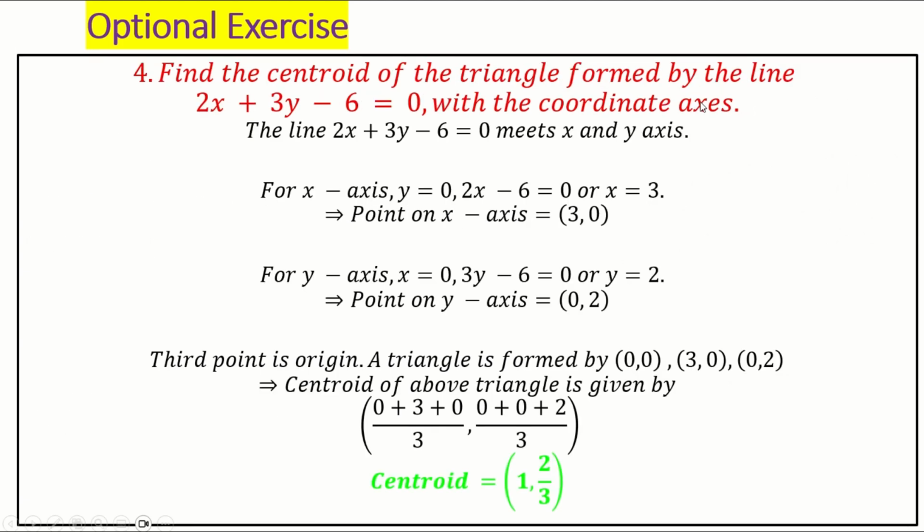Next. Find the centroid of the triangle formed by the line with the coordinate axes. This line is cutting the x-axis and y-axis, and it will form a triangle with the origin. So one vertex of the triangle is 0, comma 0. For the second, substitute x equal to 0, and you will get y is 2. So 0, comma 2 is one point. And if you substitute y equal to 0, you get x equal to 3. So 3, comma 0 is the other point. The triangle is formed by these 3 points, and the centroid is 1, comma 2 by 3.